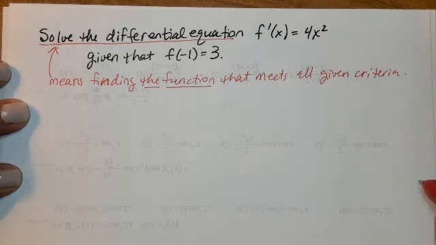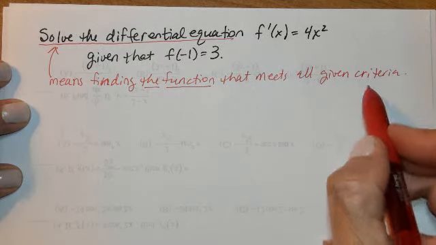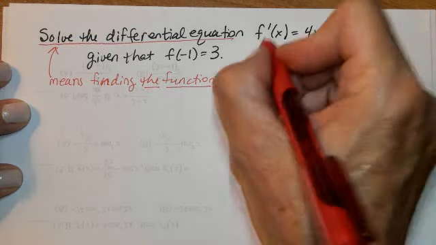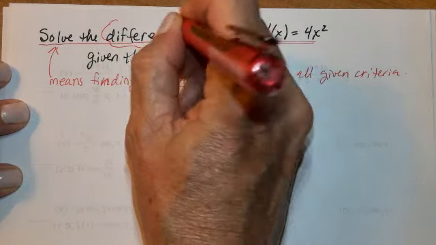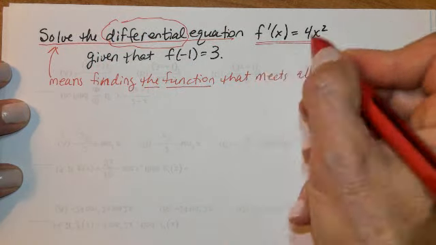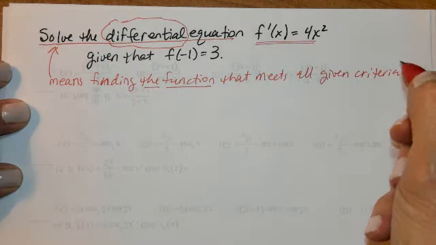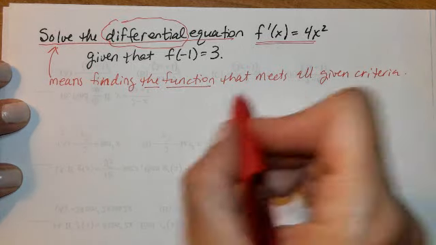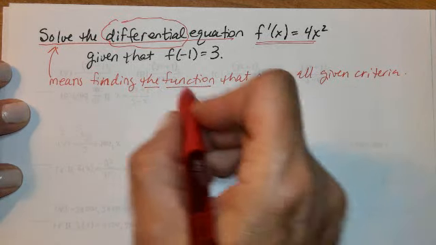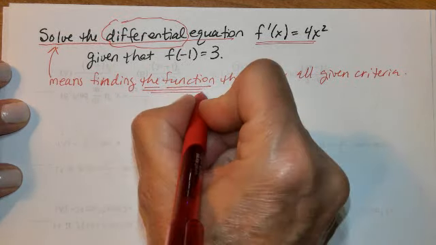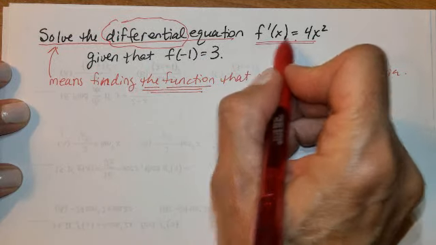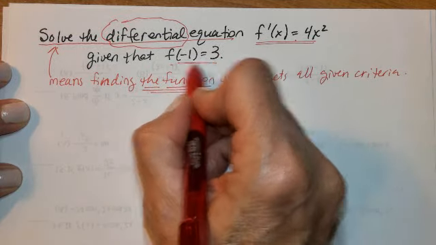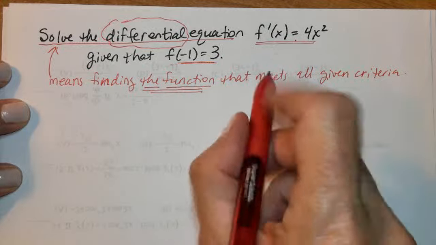Essentially, the criteria will involve a derivative. That's why it's called a differential equation. It's differential because the equation has a derivative in it. When we solve a differential equation, we're finding the function, essentially, whose derivative is this, and who meets any subsequent criteria.